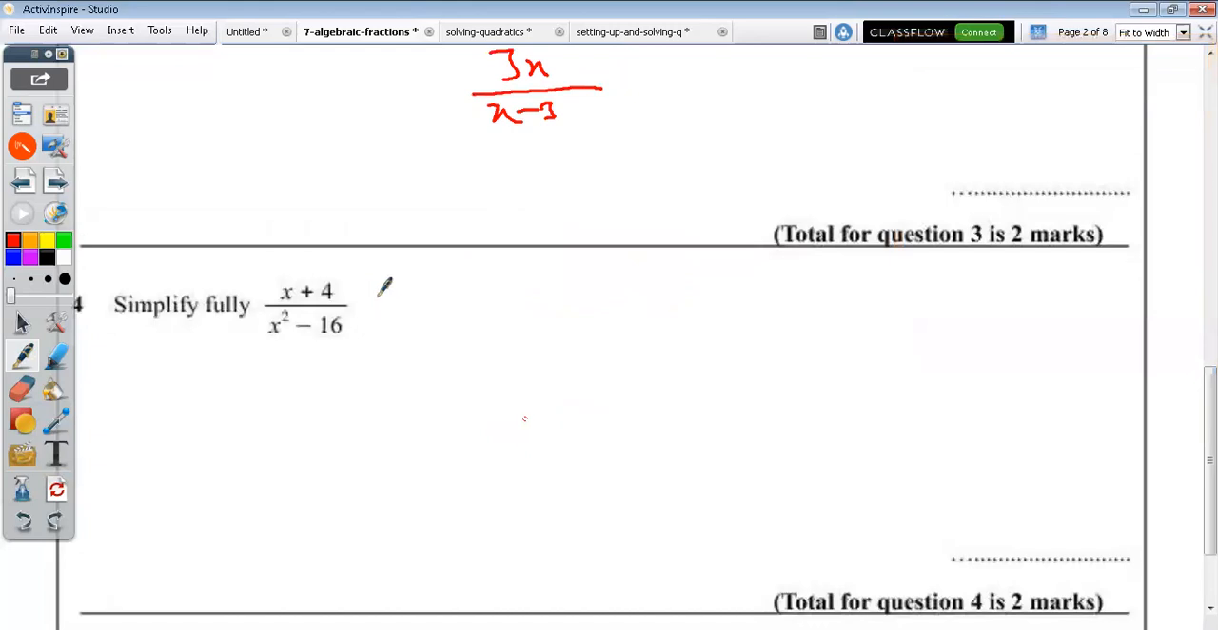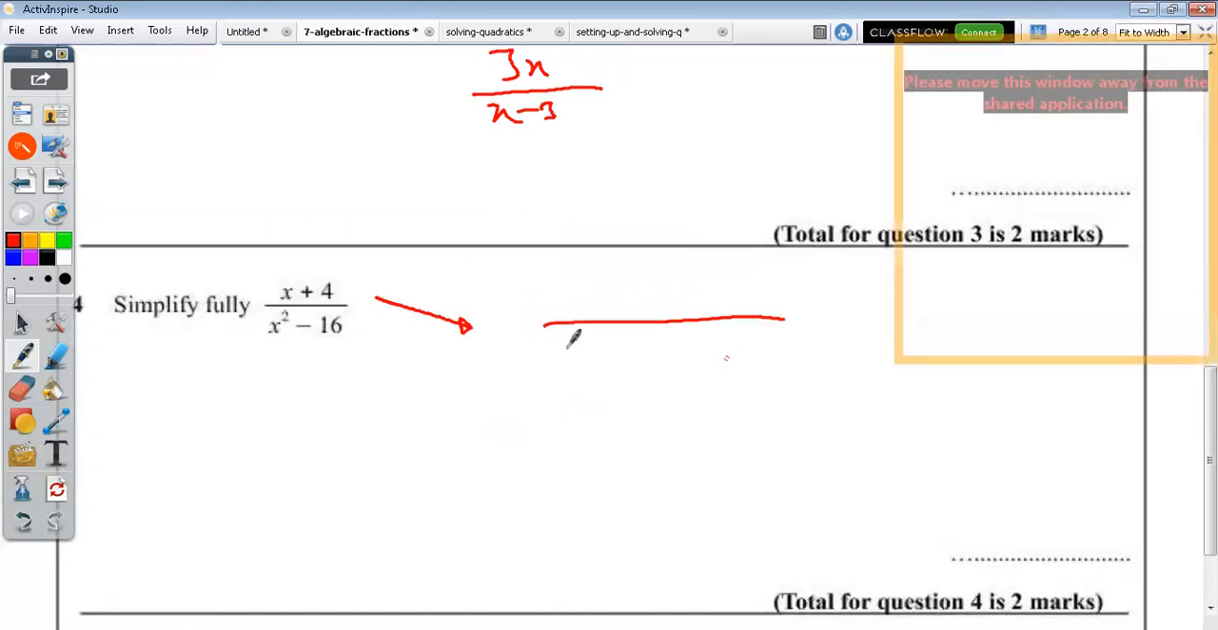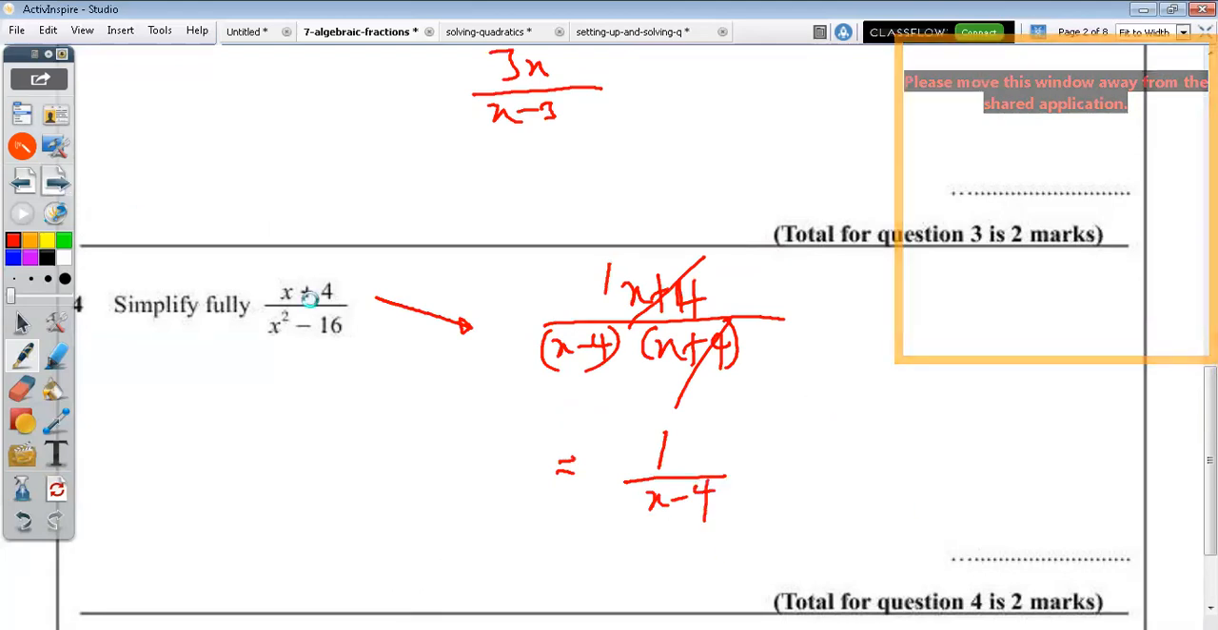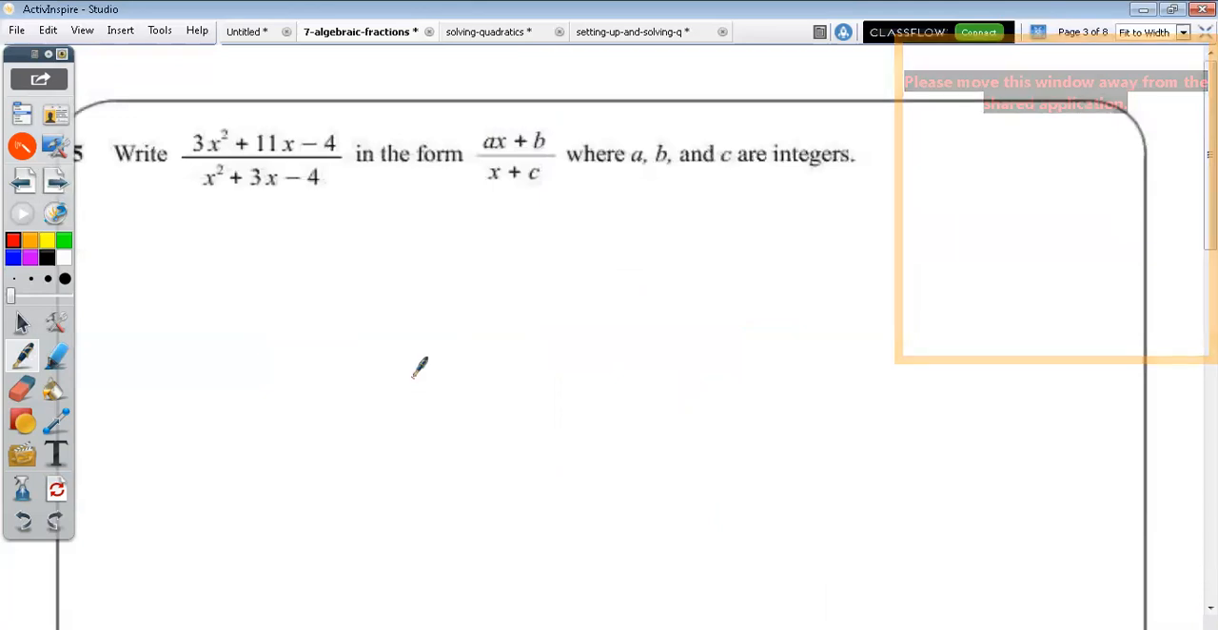Now let's look at this again, the bottom: difference of two squares. So x minus 4 brackets x plus 4. And the top is simply x plus 4, which means I can divide by x plus 4. This is 1. So it's 1 over x minus 4. So far, easy.